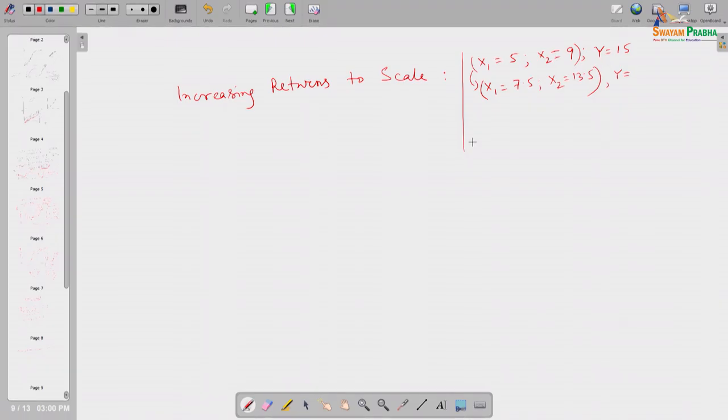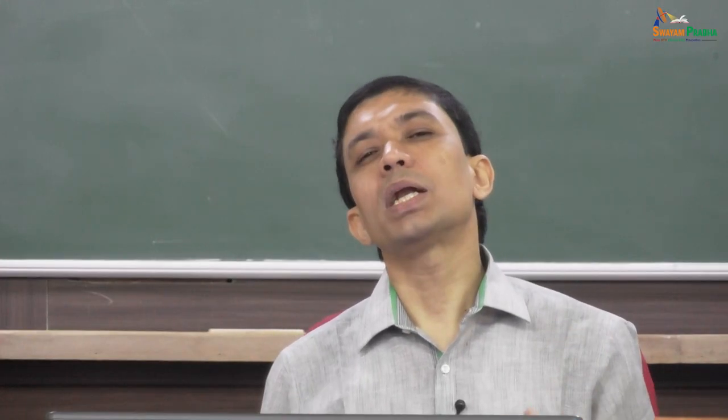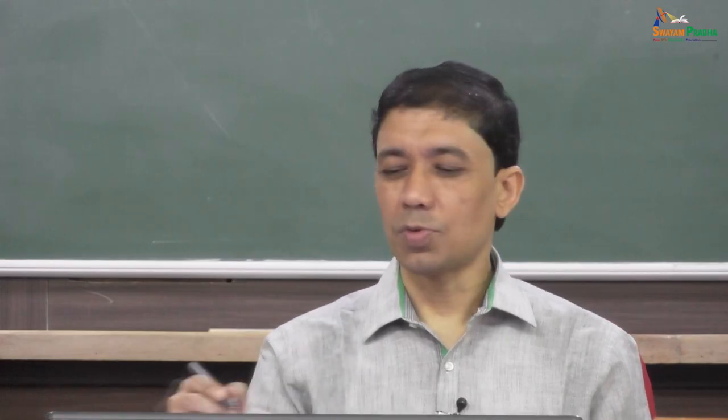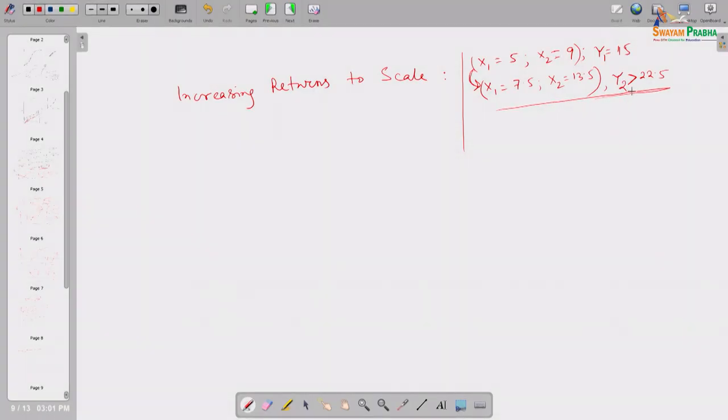And if your output is 15, 1.5 times is 22.5. If the output you are getting is greater than 22.5, then we will call that increasing returns to scale is operating there. So, the rate at which you are expanding your input vector, output is expanding at a much faster rate. In this example, your entire input vector is becoming 1.5 times, your output is becoming more than 1.5 times. So, that is why I wrote the new output is greater than 22.5. Suppose old output is y1, new output is say y2.